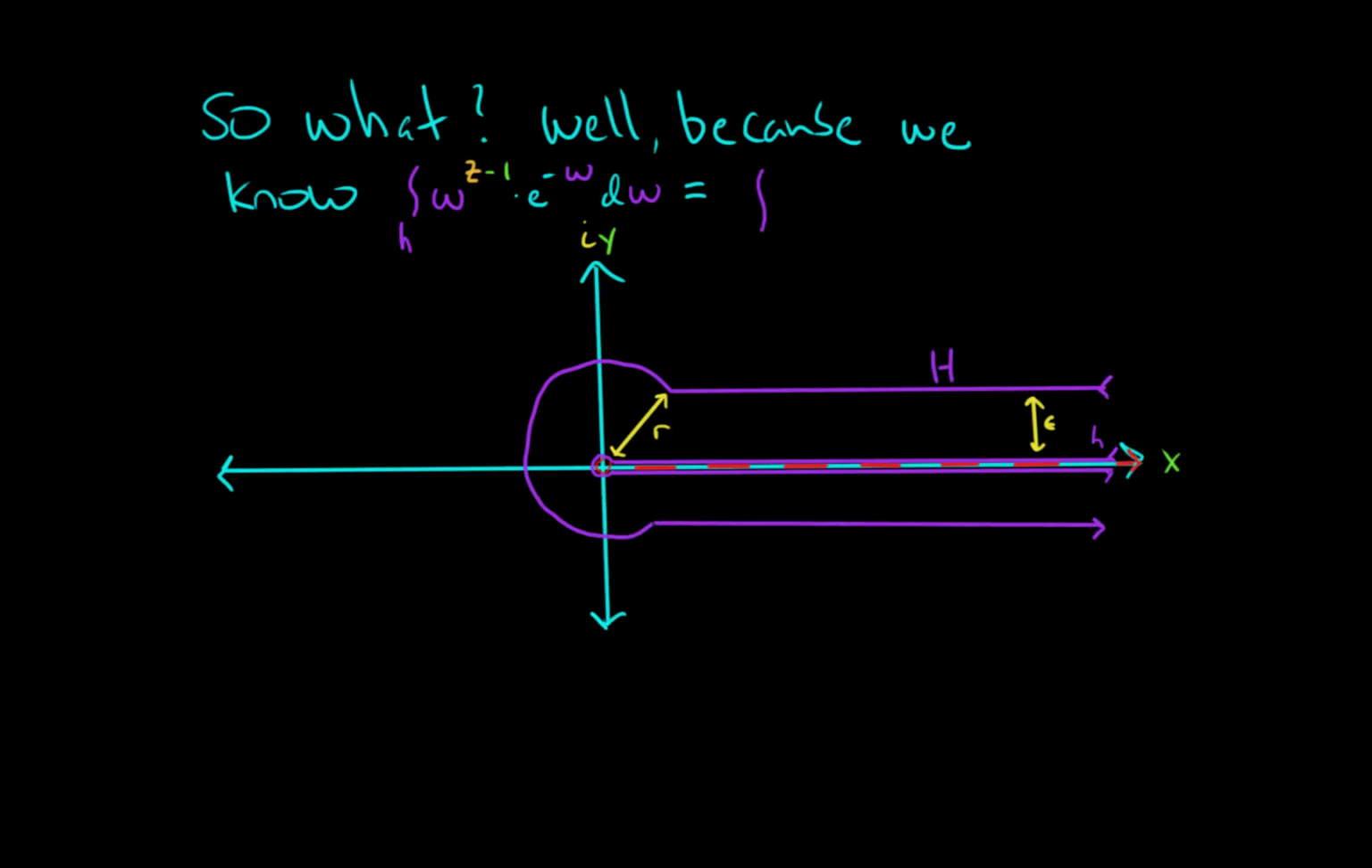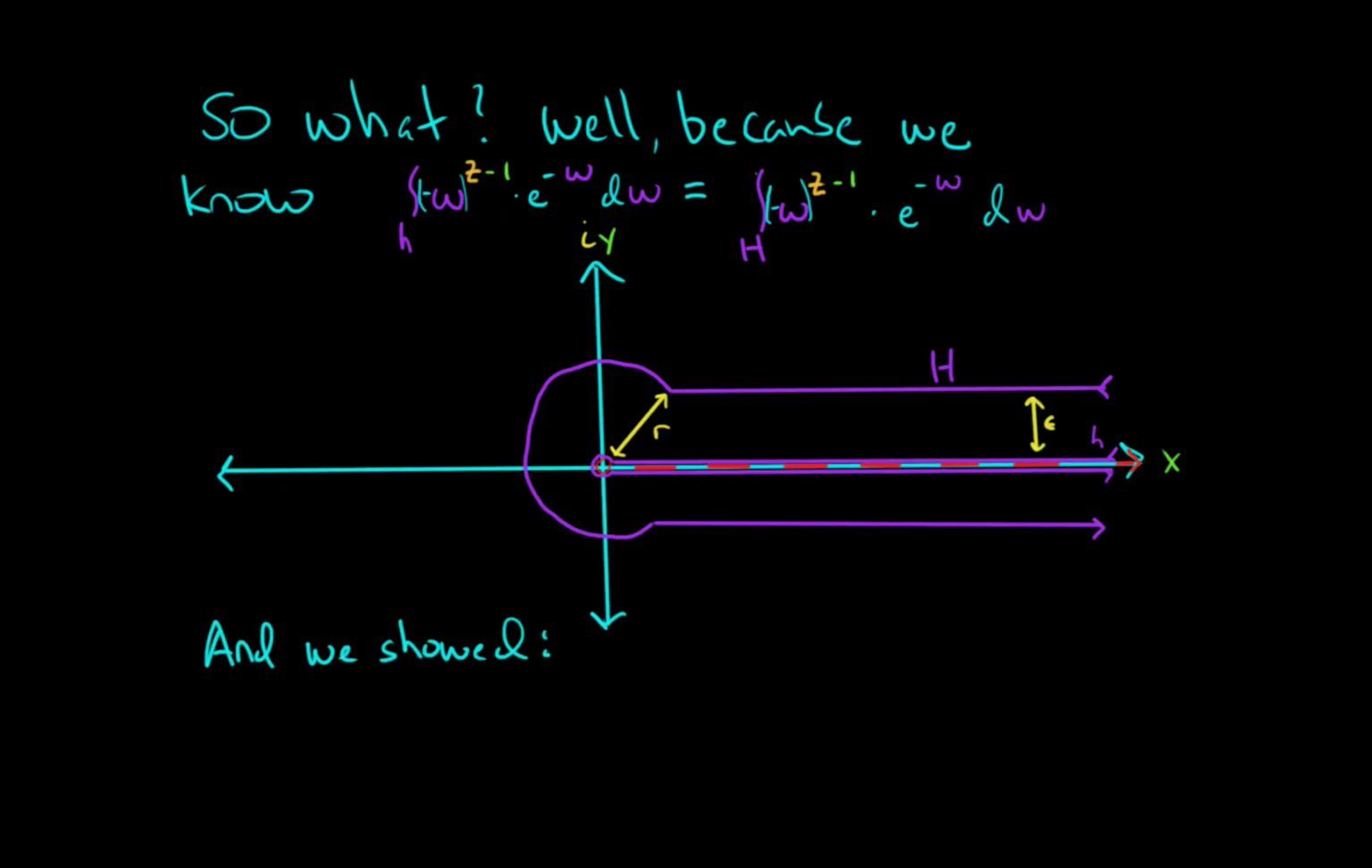And the contour integral over capital H is again integrating the function w to the z minus 1 times e to the negative w dw. Because those two things are equal, we can multiply them both by negative 1 to the z minus 1. I'm multiplying both integrals by negative 1 to the z minus 1. And so then we get that the contour integral over the limit contour of the function negative w to the z minus 1 times e to the negative w dw equals the contour integral over the Hankel contour of that same function.